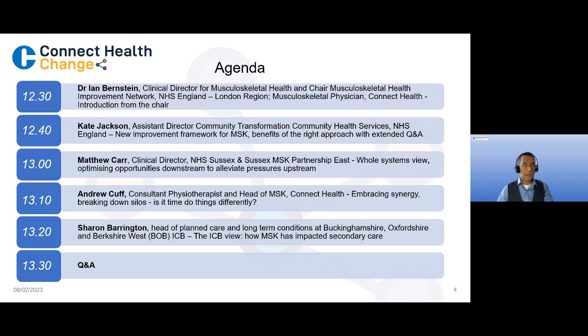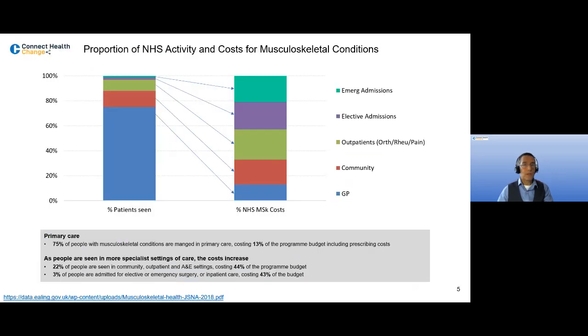Could I have the next slide, please? So to set the scene for our webinar today, let's reflect on where patients are seen. This chart shows the patients in a population of 330,000 just immediately pre-pandemic, and it shows where they had contact with the NHS for a musculoskeletal disorder and what the costs were associated with that.